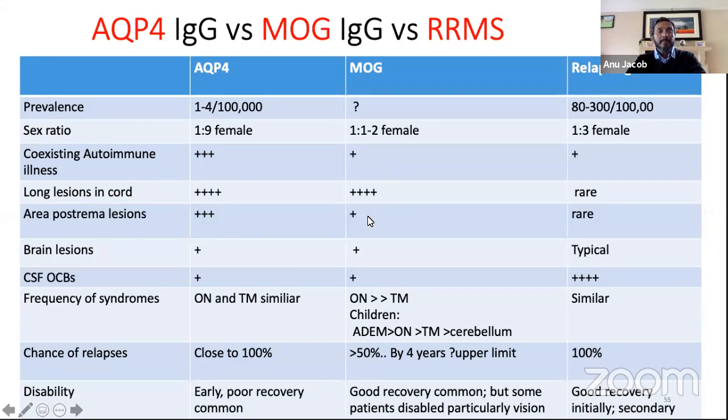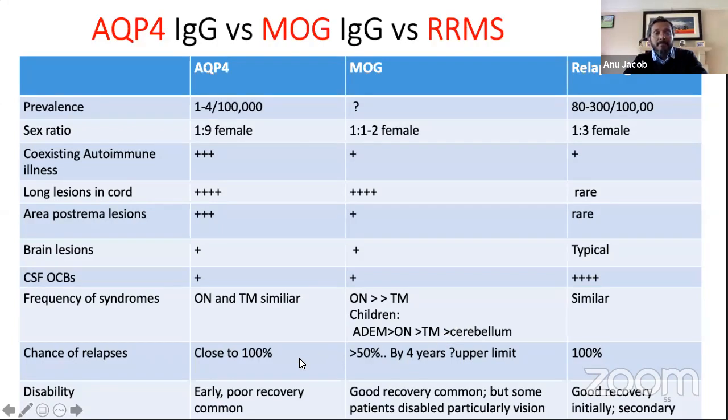Long lesions are common. Area postrema lesions are fewer. Brain lesions, as we saw, can be seen if the presentations are cerebral. CSF bands are fewer. Syndromes we talked about are more ADEM and optic neuritis, and cerebellar lesions, which are fairly uncommon in AQP4 NMO. The cerebellum is not really that commonly involved. Cerebellar connections can be involved, but the cerebellum itself is less commonly involved.